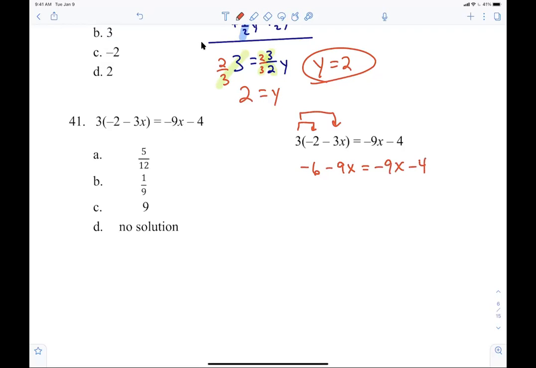Uh-oh. Everybody needs to look. What's wrong with this guy? It's going to be no solution, right? Negative 9x minus 6 can't be negative 9x minus 4. That's not possible. Does everybody see how that's no solution? And if you didn't see that, let's just say if you add 9x, all the x's cancel out. All right, so it's just saying negative 6 equals negative 4. That doesn't work.